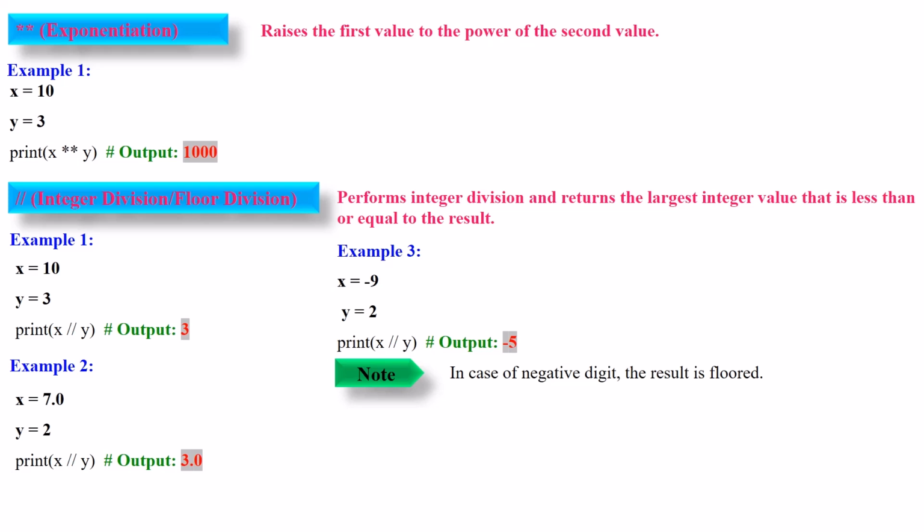The next arithmetic operator is integer division or floor division, which performs integer division and returns the largest integer value that is less than or equal to the result. In example 1 of floor division, the expression x floor division y divides x by y and rounds the result down to the nearest whole number. In this case, 10 divided by 3 equals approximately 3.3333333333333335, but since floor division rounds down, the result is 3. You can work out the other examples given here.